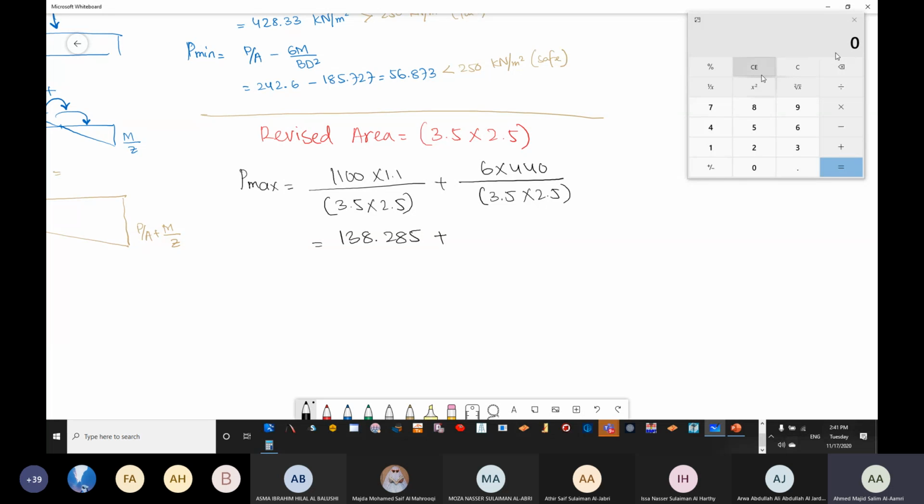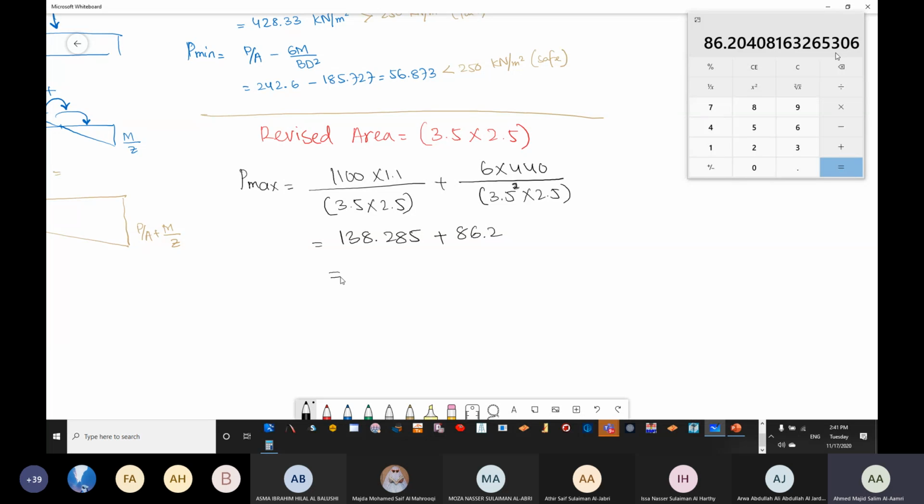So if we go and multiply 6 into 440 divided by 3.5 divided by 2.5. I have forgotten the square. That's why you need to be careful. If I have missed anything, you need to be careful. So once again, you need to divide by 3.5. The answer is going to be 86.2.